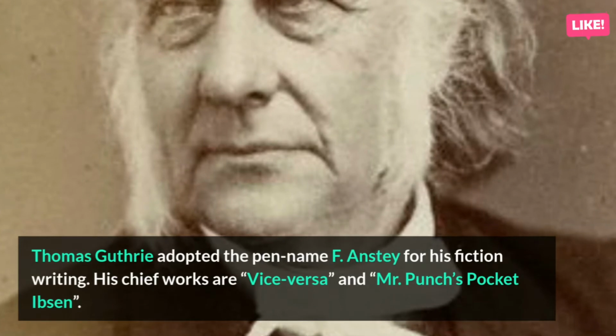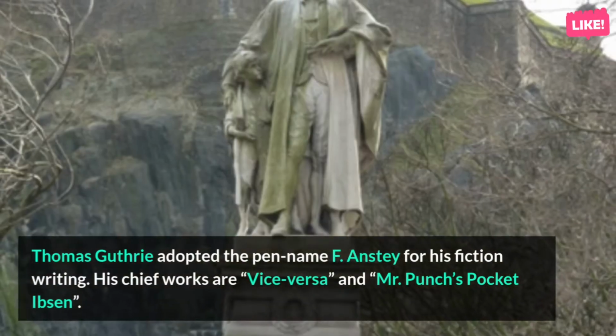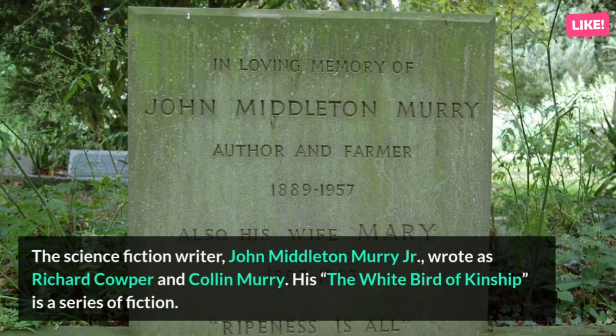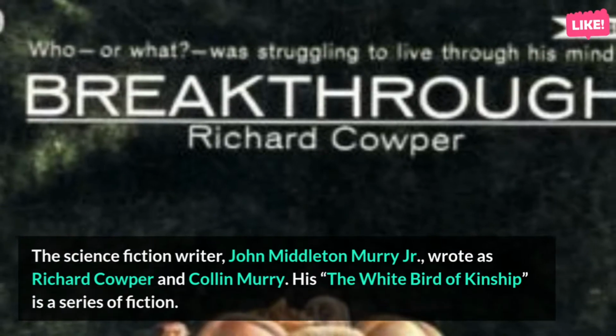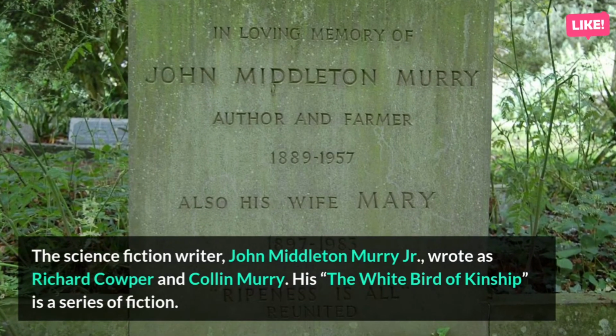Thomas Guthrie adopted the pen name F. Anstey for his fiction writing. His chief works are Vice Versa and Mr. Punch's Pocket Ibsen. The science fiction writer John Middleton Murry Jr. wrote as Richard Cooper and Colin Murray. His The White Bird of Kinship is a series of fiction.